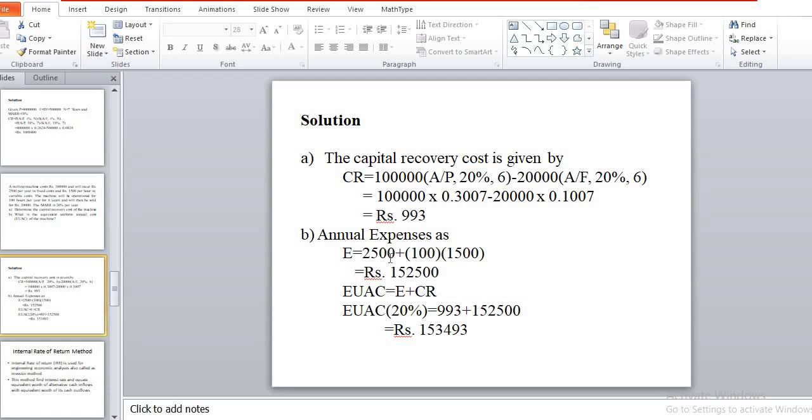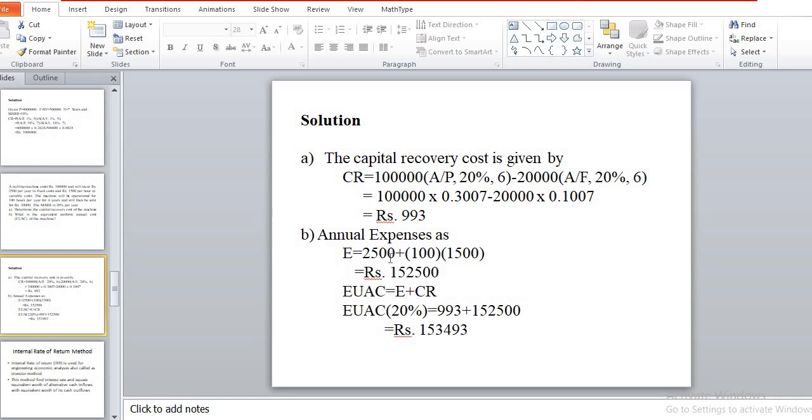So this will come as 1,52,500. And then the addition of both these expenses and the capital recovery will give us the equivalent uniform annual cost, EUAC. So these are the asked quantities.